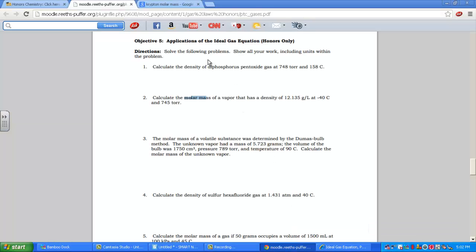Right, let's take a look at Objective 5 from Practice Test C, the applications of the ideal gas law. This entire series of questions will ask us to solve either for the density of a gas at non-standard conditions or for the molar mass of a gas at non-standard conditions. So, applications of PV = nRT.